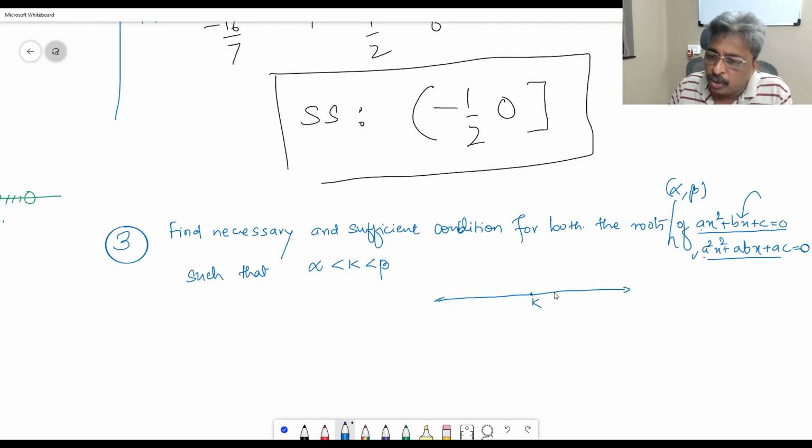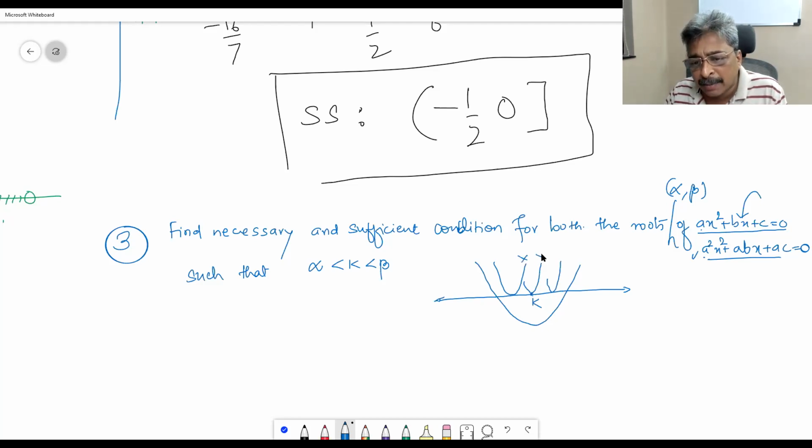So if I want one root smaller than k and another root greater than k, I am allowed to draw only one kind of graph. That is this, right? I am not allowed to draw any graph like this. Even if at k also it is not acceptable, to the right of k also it is not acceptable. So these three graphs are not acceptable, and therefore the only graph available is like this, and then it is very simple. If you evaluate the function at k, it will be negative.